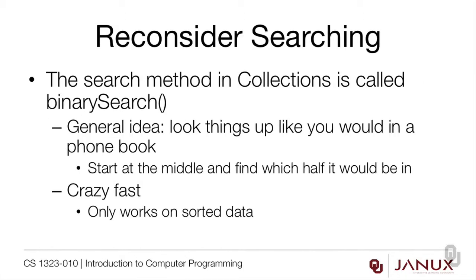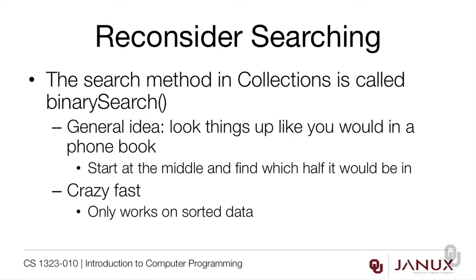Now, the next thing we should do is reconsider searching. The search method in collections is called binarySearch, and this is really a cool trick. We're also going to look at the details of this later, but for now, let's just give you a little big picture understanding of what's going on. Here's the general idea. Look up things like you would in a phone book. When you pick up a phone book to look up a friend's address, of course, I realize probably you guys do a search on the internet now instead of picking up a phone book, but play along with me. I know you've all seen a phone book. You don't start at the first page and read the first name and then the second name and the third name. That would be crazy.